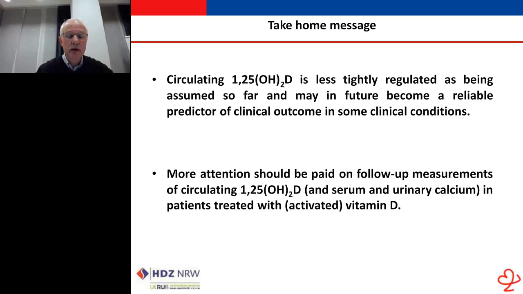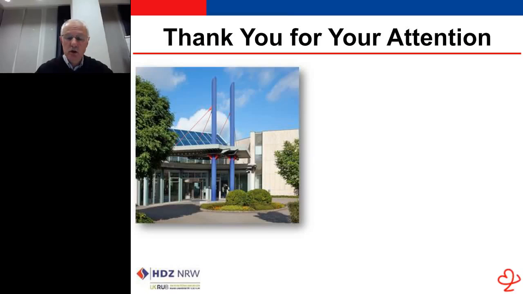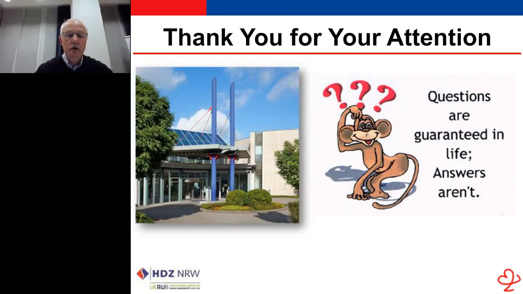However, it's also necessary to look at the plasma or serum calcium level and urinary calcium, because activated vitamin D can also lead to hypercalcemia, and this has to be prevented. Therefore, it's important to measure these calcium levels, but also to do follow-up measurements of the circulating 1,25-dihydroxyvitamin D to prevent high levels of this active hormone in the circulation. Thank you for your attention.